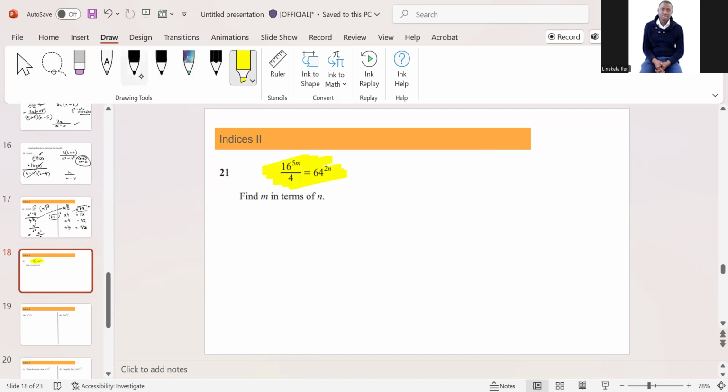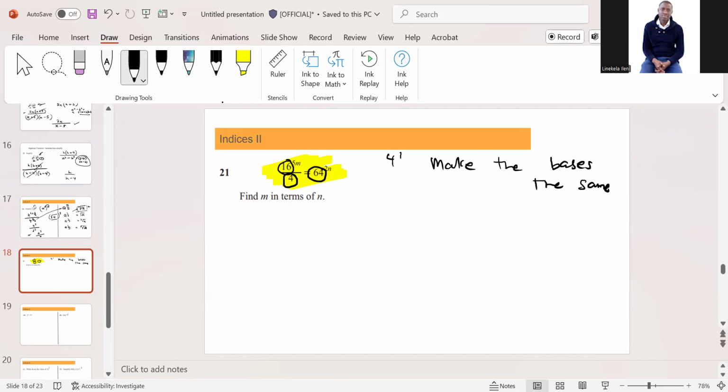And to solve this, we follow a method called make the bases the same. It's an indices question, so you have to make all your bases the same. Here by base, I'm referring to the numbers that are actually raised to the power. So your 16 is a base, 64 is a base, even 4 here is a base, because 4 is just 4 to the power of 1, even if there is no 1.